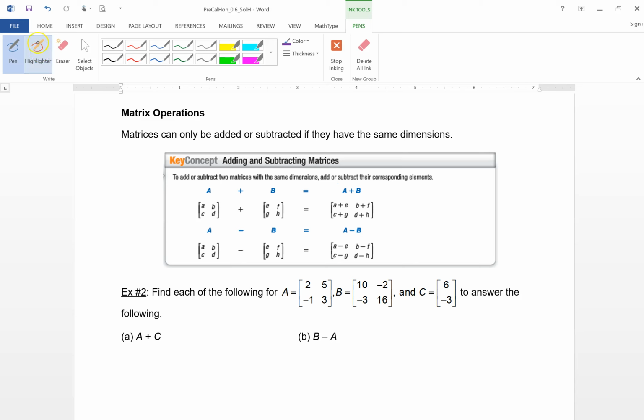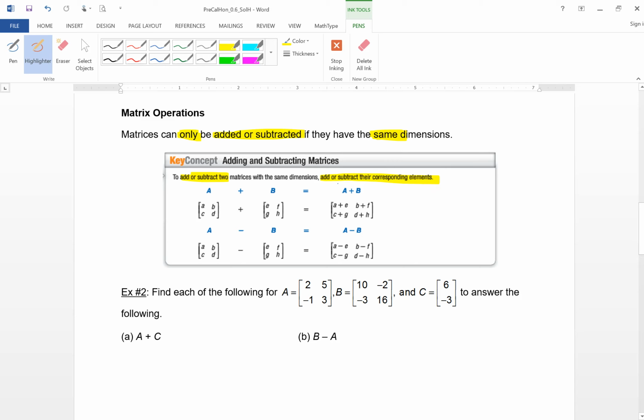Now, first of all, matrices can only be added or subtracted if they have the same dimensions. Not similar dimensions, the same dimensions. A 2 by 3 and a 2 by 3. Otherwise, you can't even add them. You just say it's not possible to add them. To add or subtract, all we have to do is add or subtract their corresponding elements.